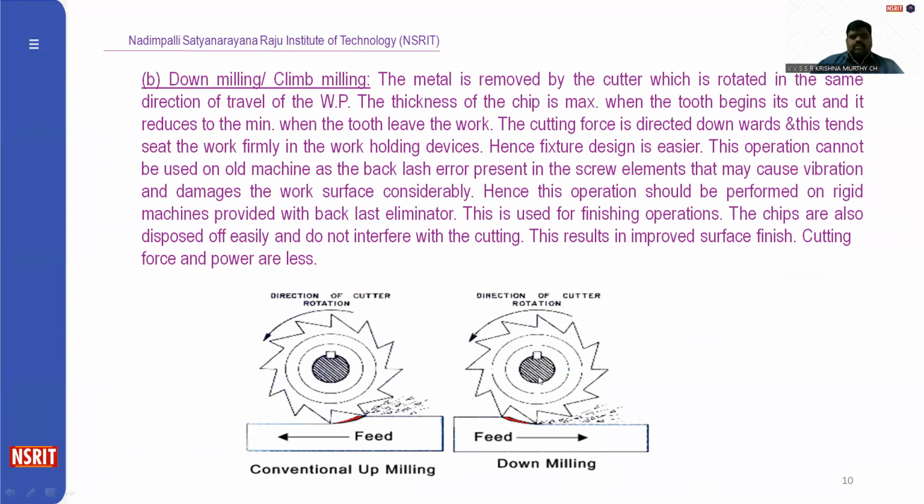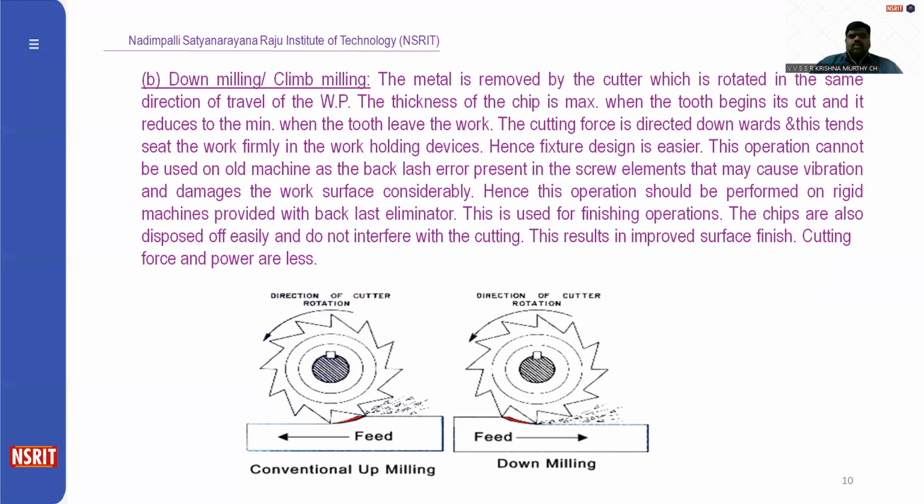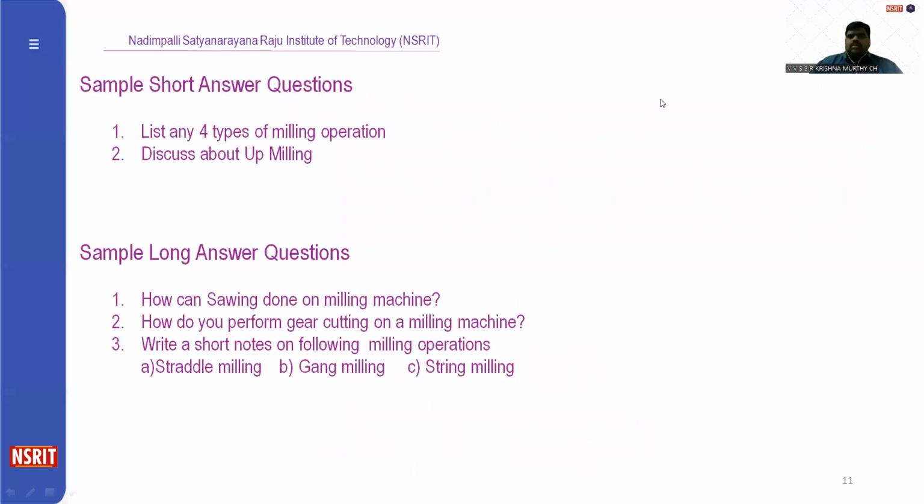The main difference is that in conventional up milling, the direction of rotation of the cutter and the feed are opposite, whereas in down milling, the feed is in the same direction as the cutter rotation. Down milling is used only for finishing operations and results in a better surface finish. So this is the main difference between up milling and down milling. Up milling will have a lower surface finish when compared to down milling. Now, some important questions.